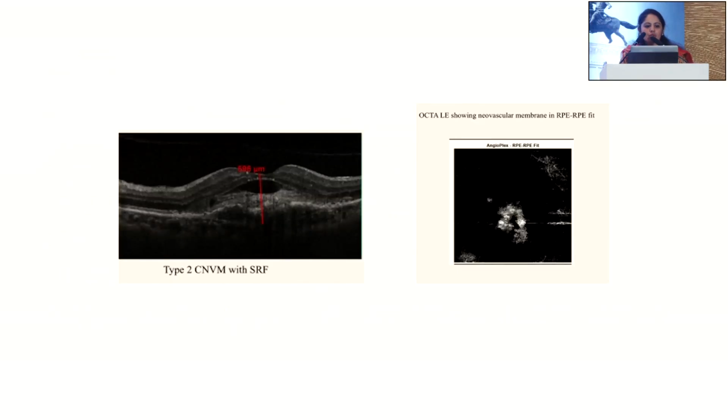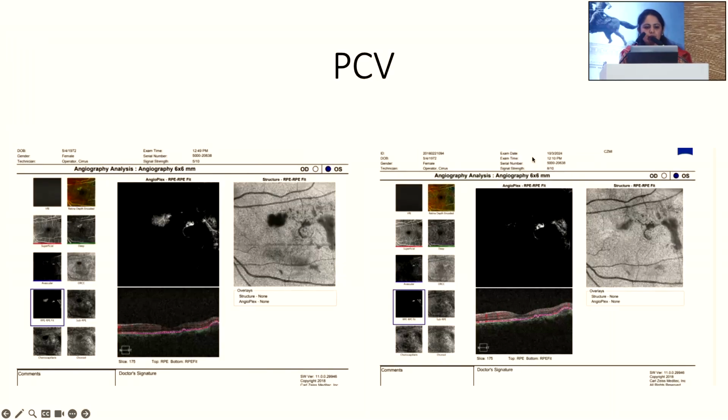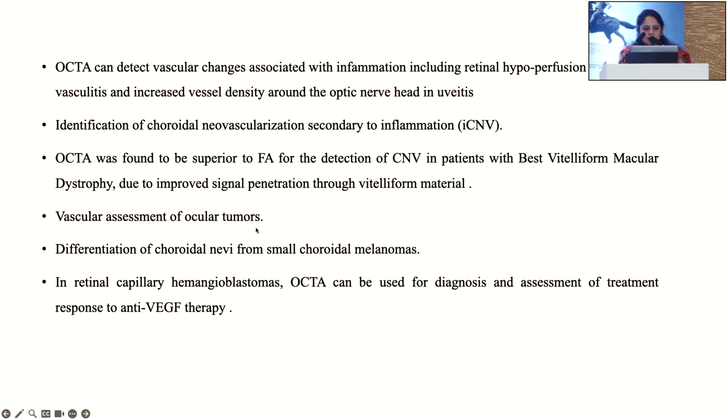So this is an OCT of a CNVM with subretinal fluid, and on OCTA here you can see a neovascular membrane at the RPE level. Similarly, this was a case of polypoidal choroidal vasculopathy that came to our OPD. On the B scan, you can see a flat irregular PED, and on OCTA, you see this branching vascular network. And this is a follow-up of the same patient after multiple anti-VEGF injections. And you can see the reduction in the intensity and the branching of the vascular network.